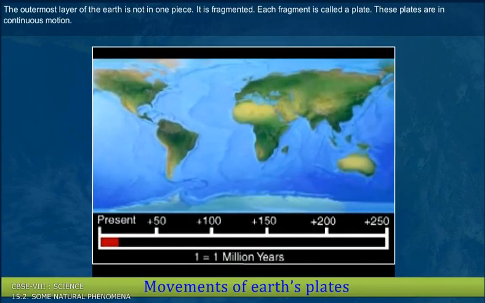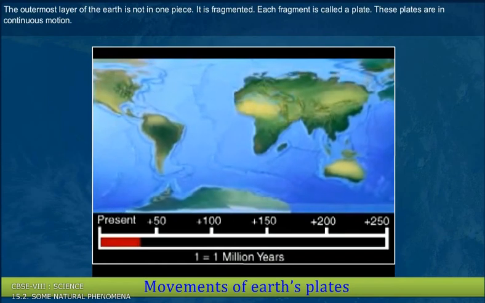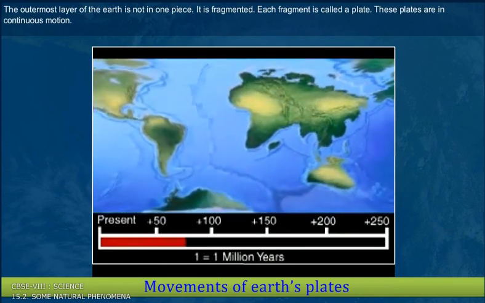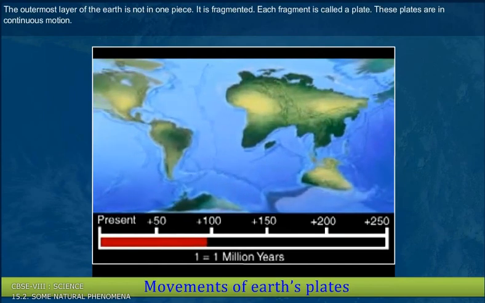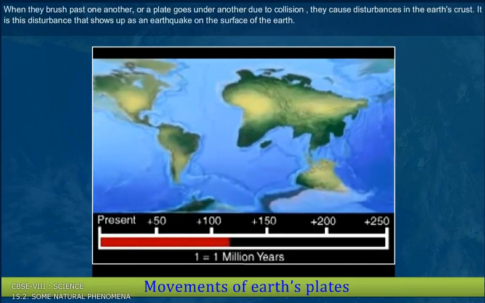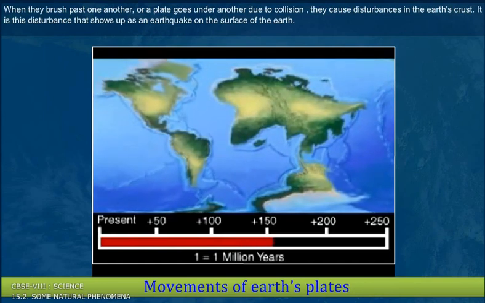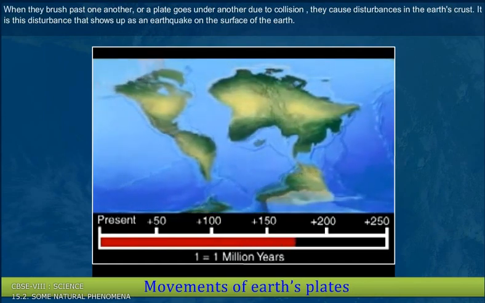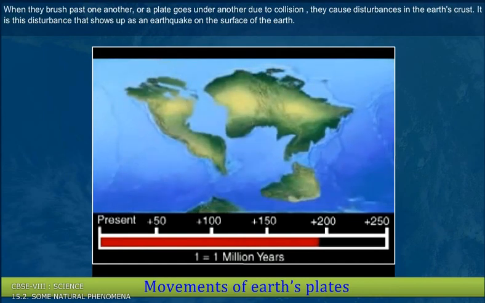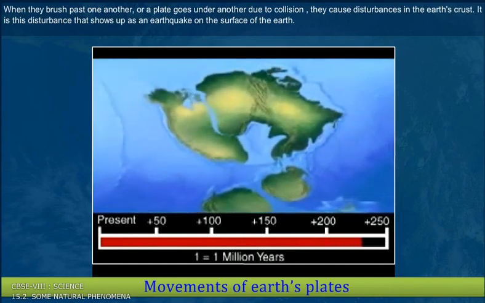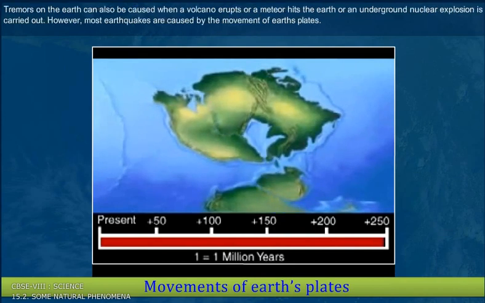The outermost layer of the earth is not in one piece. It is fragmented. Each fragment is called a plate. These plates are in continual motion. When they brush past one another, or a plate goes under another due to collision, they cause disturbances in the earth's crust. It is this disturbance that shows up as an earthquake on the surface of the earth.